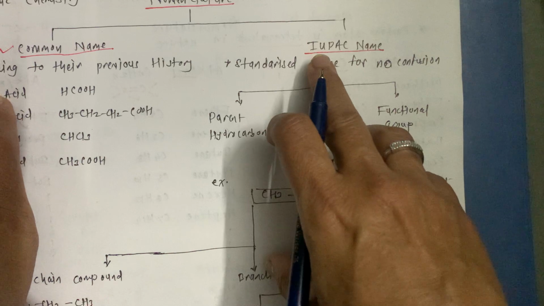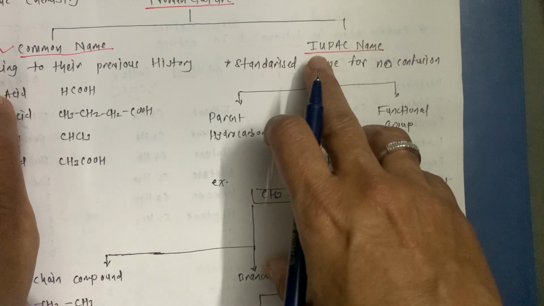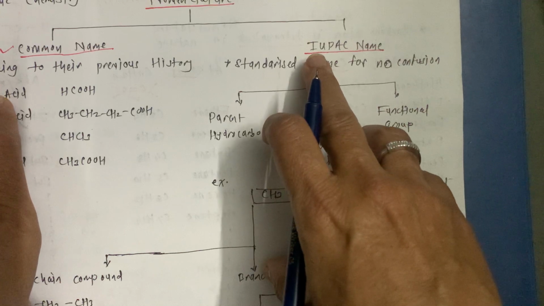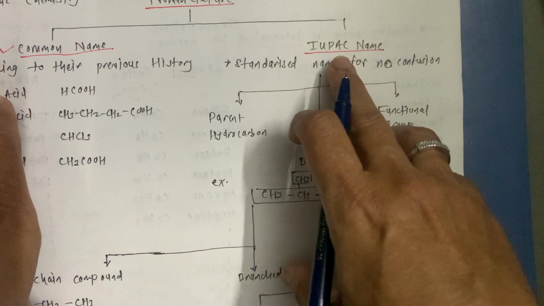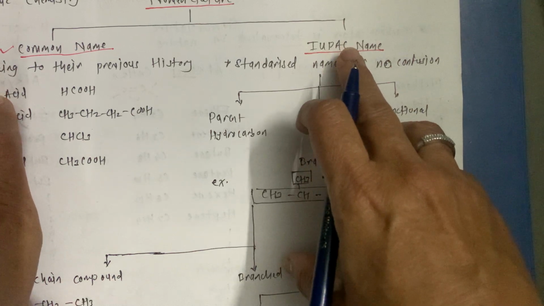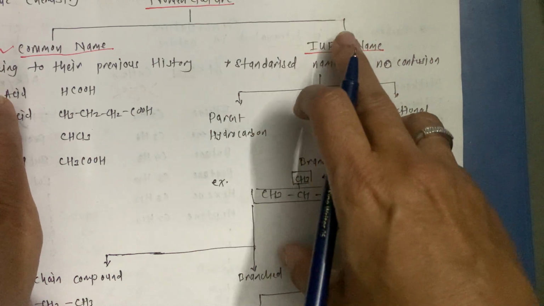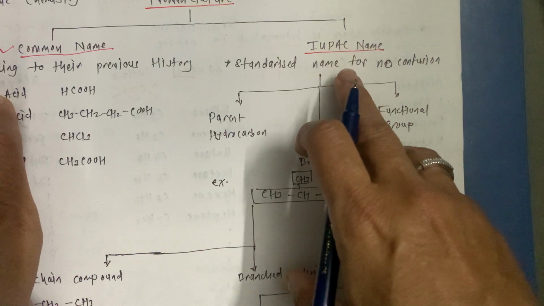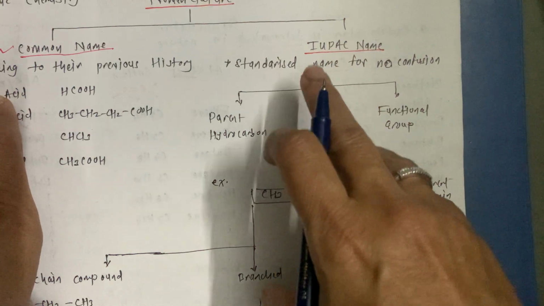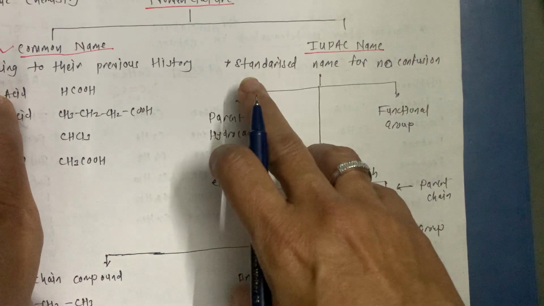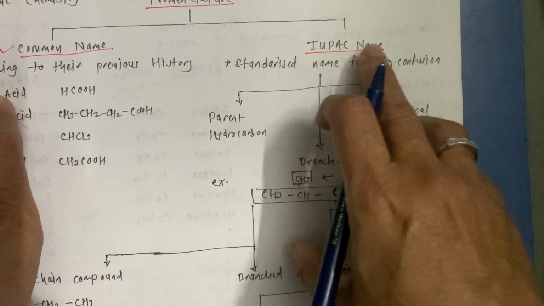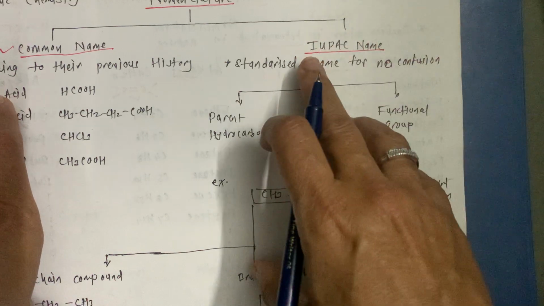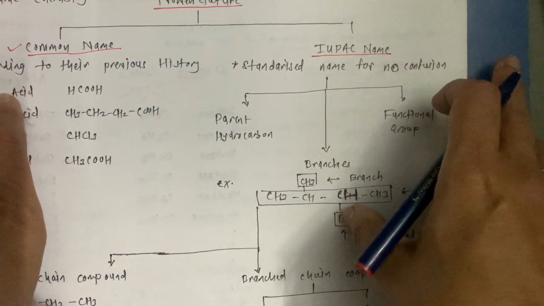So please tell me the long form of IUPAC. It is International Union of Pure and Applied Chemistry. This is one of the institutes which decided the rules to give nomenclature to organic compounds. So this is known as IUPAC names or IUPAC nomenclature system.